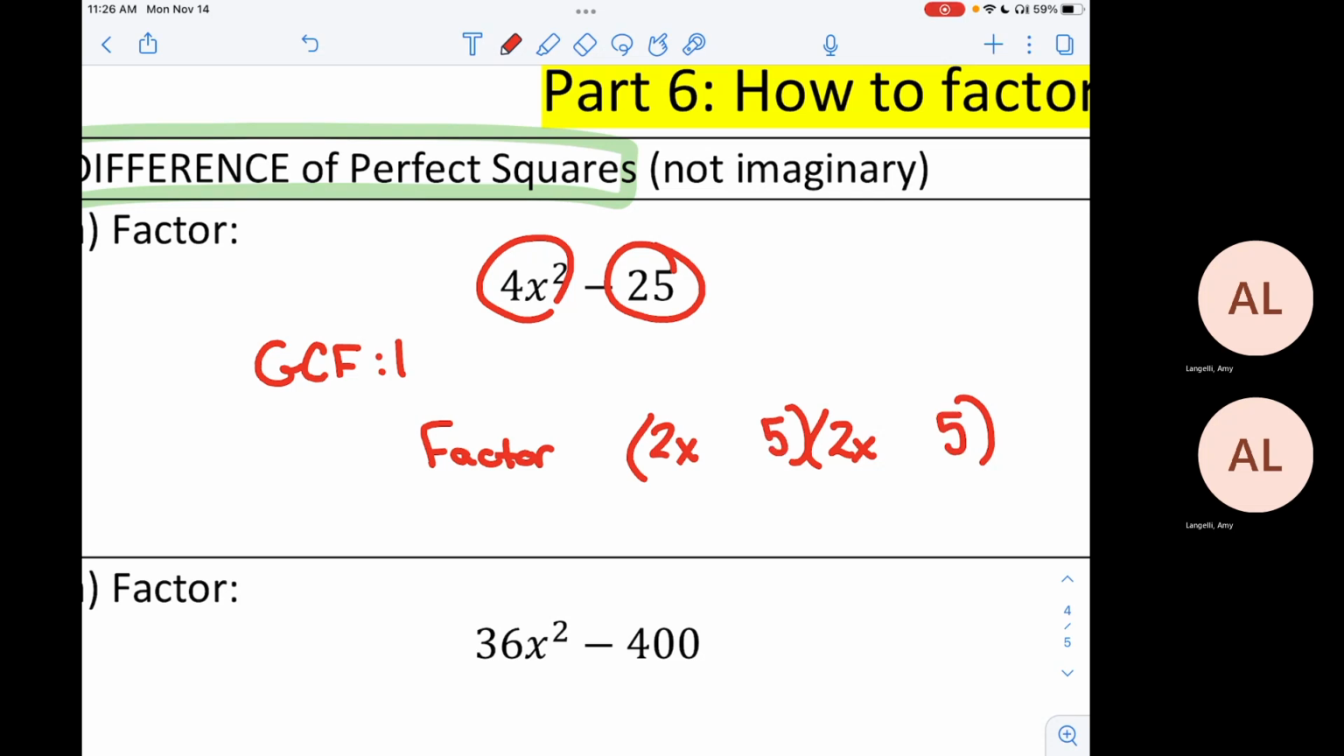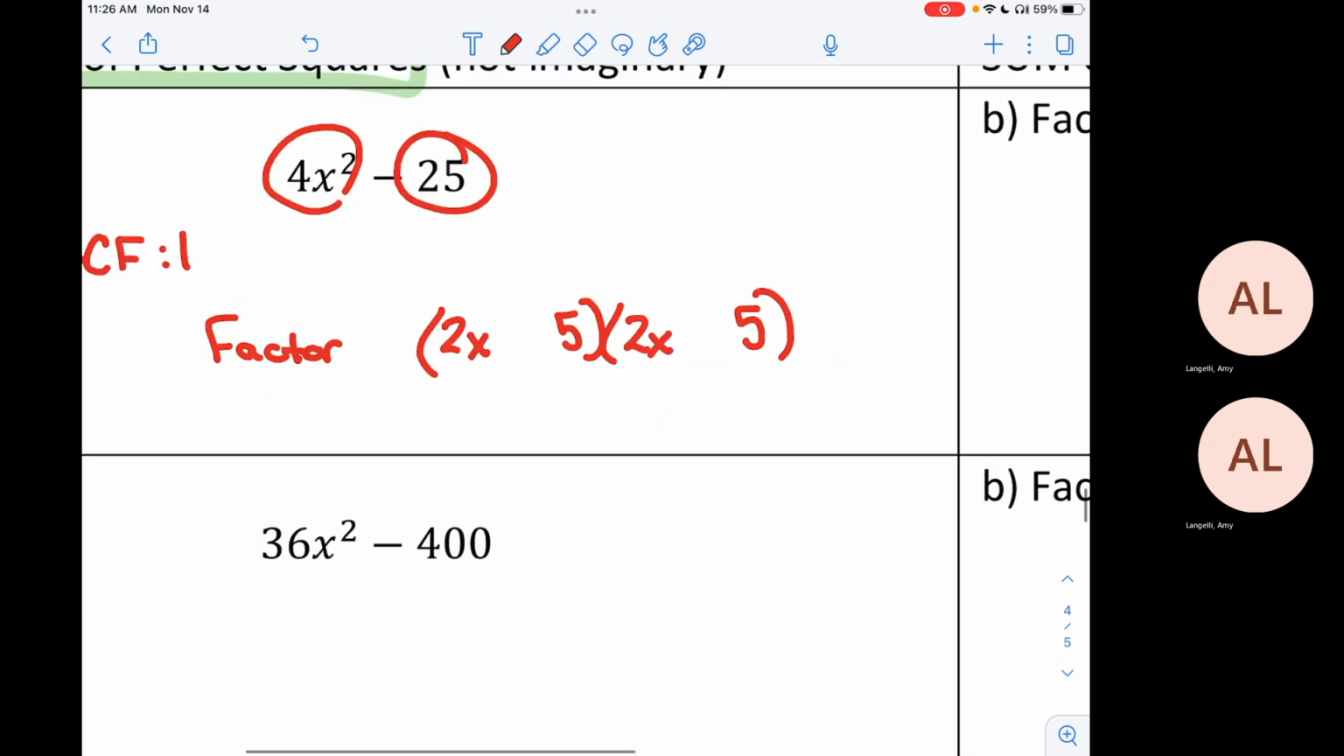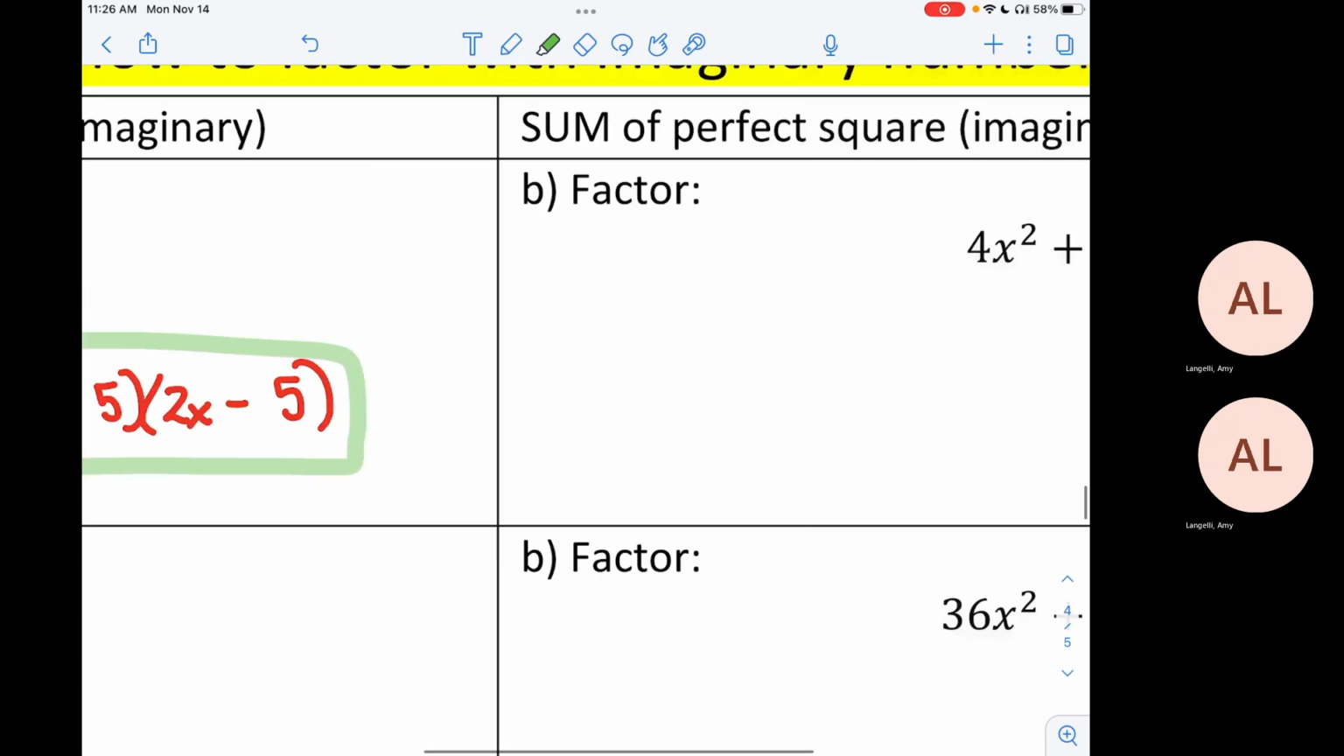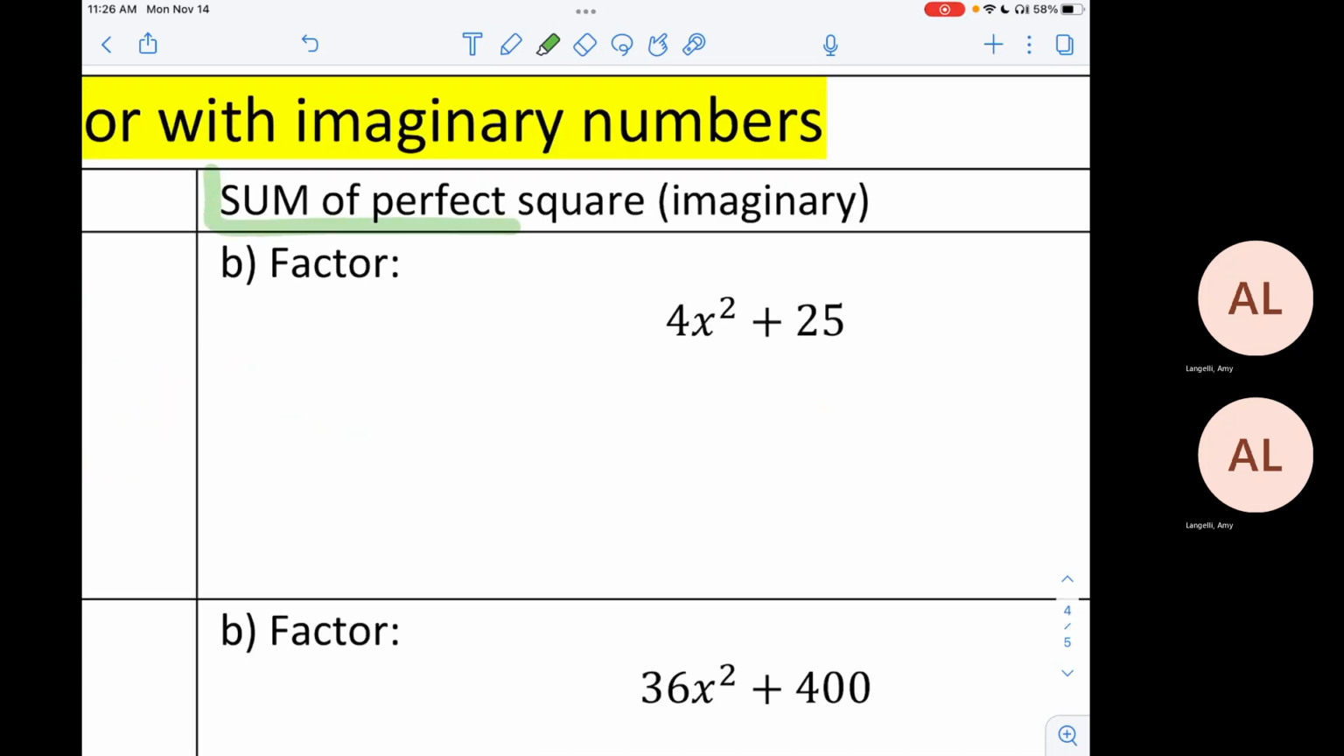So again, you can go through that whole ACB chart, make the box, find the GCFs. This is a lot easier. You do their square roots. Do you guys remember what your signs are? One is a plus and one is a minus. So you might say, okay, why did you do that? I don't see any imaginary numbers at all. You're right, you don't, because difference of perfect squares doesn't involve imaginary numbers. But you see this word here, sum of perfect squares will involve an imaginary.